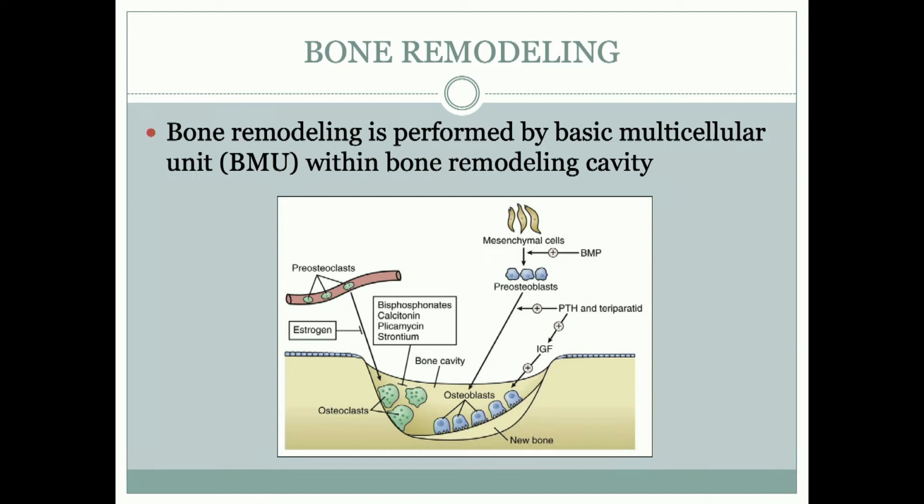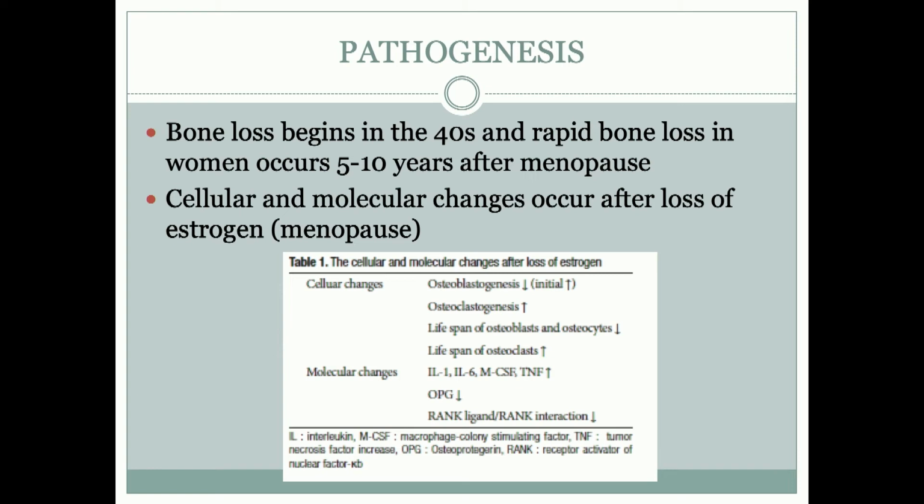In terms of bone remodeling, this slide shows where several of our pharmacologic therapies intervene. So bone remodeling occurs in the basic multicellular unit within the bone remodeling cavity, and the important cells are, of course, the osteoblasts, osteoclasts, and osteocytes. Bone loss occurs in the 40s, and rapid bone loss occurs in women over the age of 50 after menopause, so with the loss of estrogen.